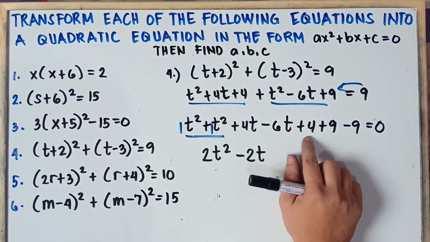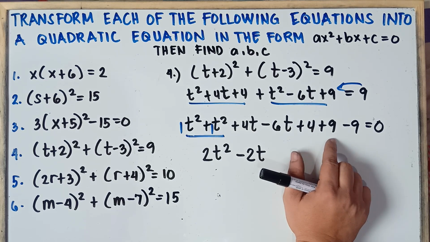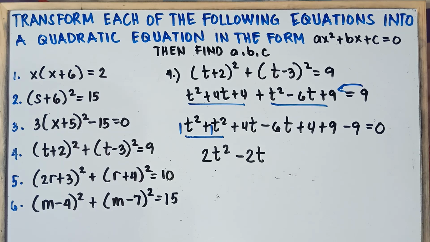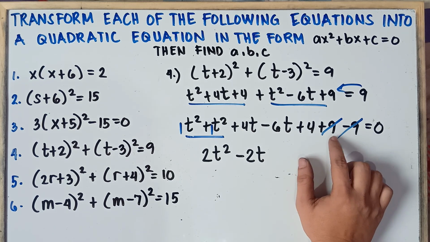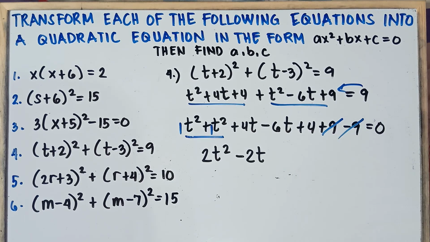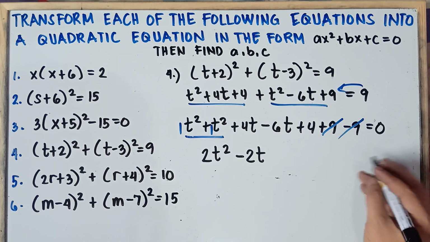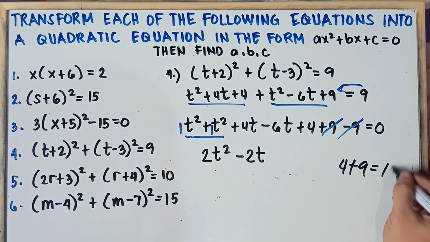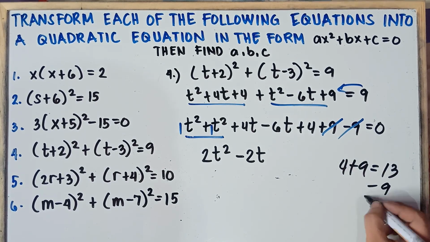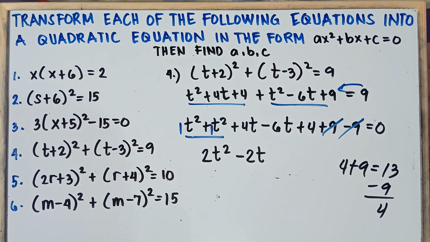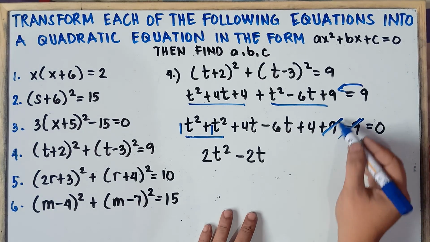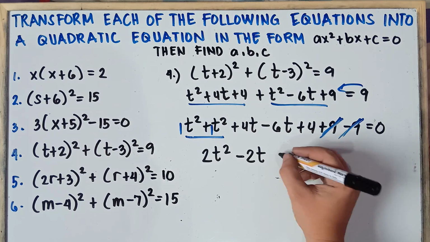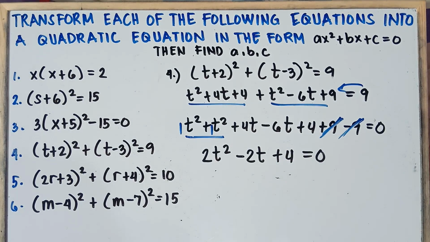And then this one, class, we can add this one. 4 plus 9 is 13, minus 9, that is 4. Or we can just simply cancel this out, class, because 9 minus 9 is 0. But if you're confused, go ahead, class, you can add 4 plus 9, that's 13, minus 9, you will get the same answer, that is 4. So for me, class, it's better to cancel this out because 9 minus 9 is 0. Cancel this out. Copy positive 4, equals 0.